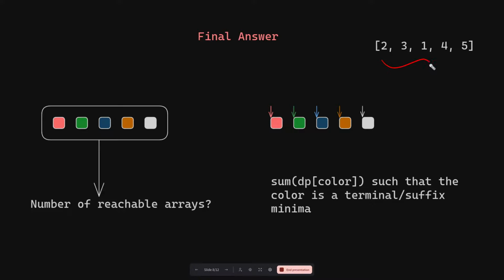So if you think about it, in the final array, a dp will only contribute to the final answer if this element can clear out all the elements to the right of it, right? Only then it can end at this element. So the answer would be the sum of all dp of colors such that the minima of this range is equal to this.